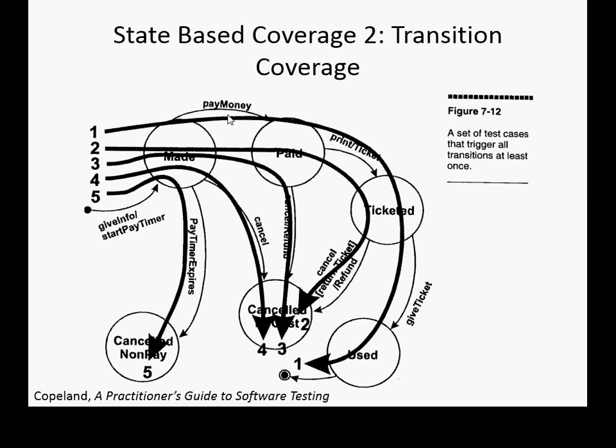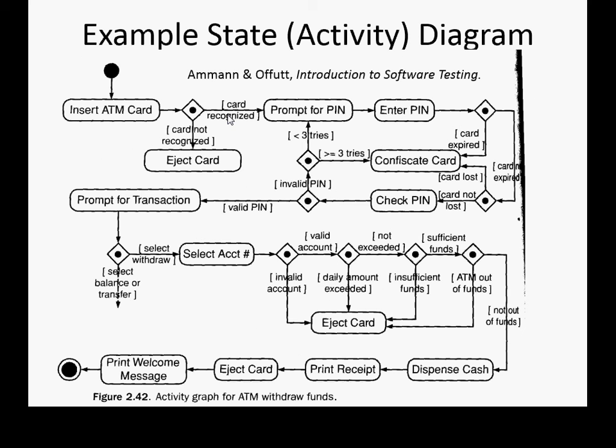Similarly, let's go back to this guy here. This confiscate card state can be reached in several different ways. It's lost. It's expired. We've tried the PIN too many times. State coverage would just get us to one of those and say that's good enough. But we might want to test each of these because they're things of considerable gravity.